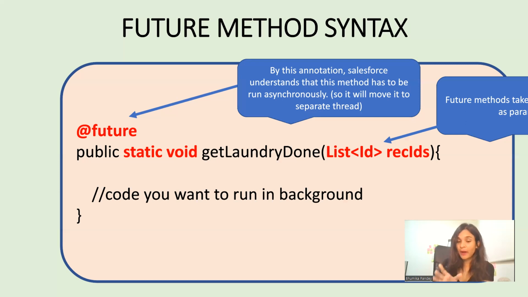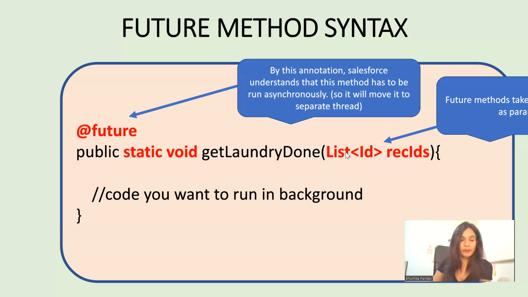But let's say before its execution, somebody went and changed that account's name from XYZ to ABC. That will create a data inconsistency, because this method had the previous account name, but by the time it got executed, the account name was already changed. That is why in a future method you never pass a non-primitive data type as parameters. You always have to pass primitives, because the IDs are not going to change, right? So that is the reason you always have to pass primitive data types.